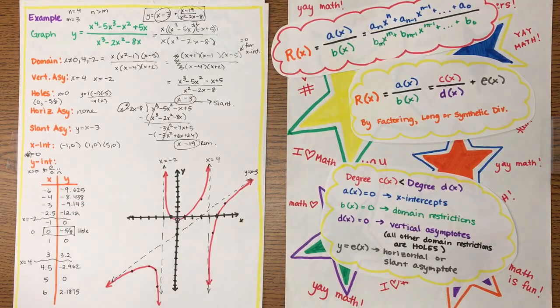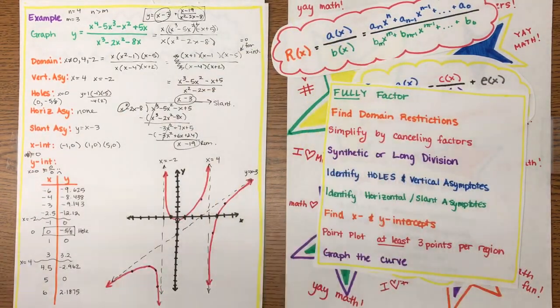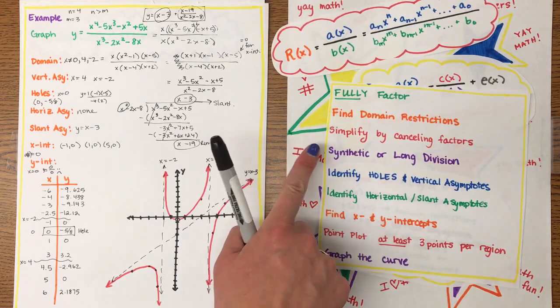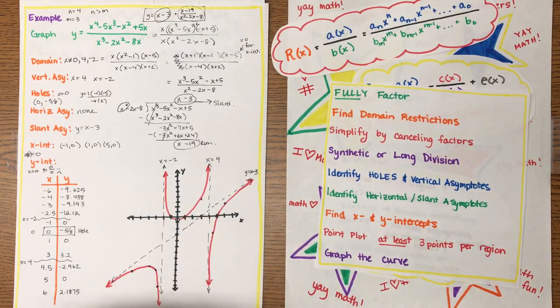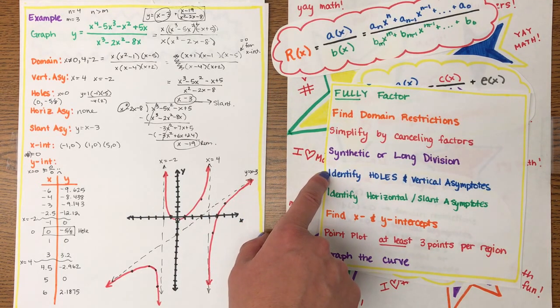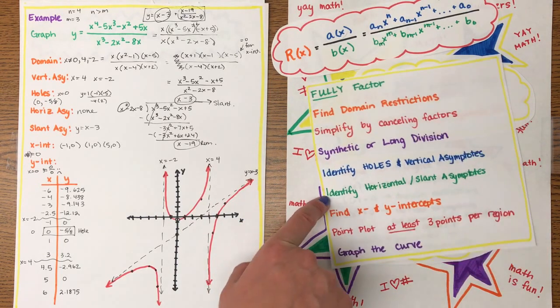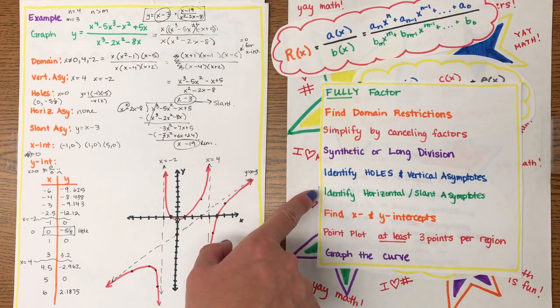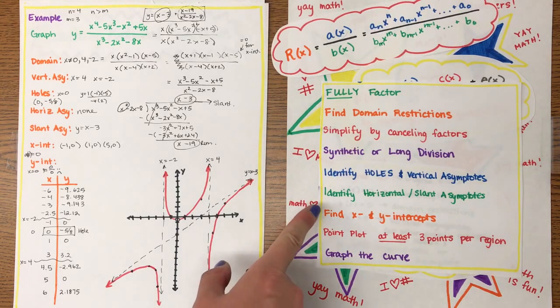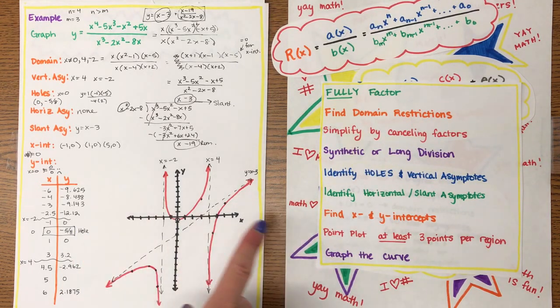So this graph kind of had everything in it. Let's go through our checklist just to make sure. I fully factored my original equation because that's a great first thing to do. I found all my domain restrictions. I simplified by canceling out any factors. I identified my holes and my vertical asymptotes. I checked my horizontal and slant asymptote rules and saw that I was going to need to do synthetic or long division. Found my x and y intercepts. I point plotted and I graphed the curve.